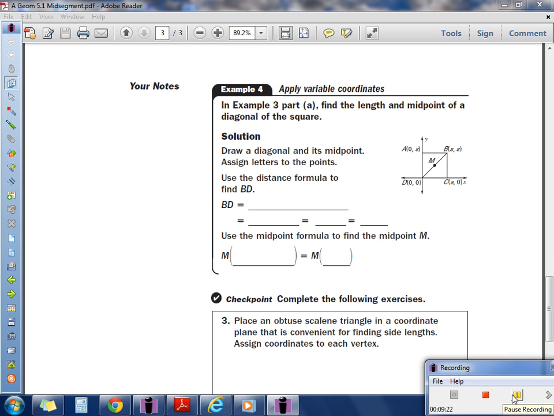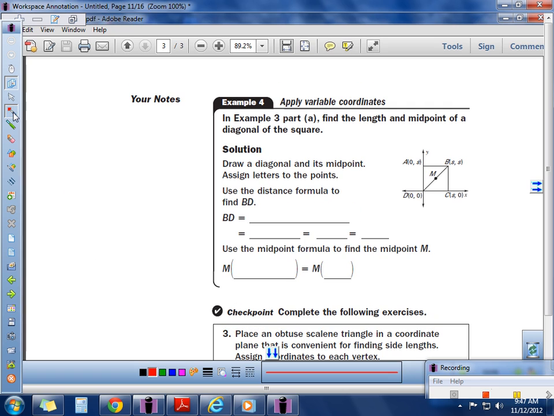Example 4 says, in example 3, part A, find the length and midpoint of the diagonal of the square. So here's our shape. It's graphed. We want to find the midpoint of a square. The good thing is, if I found this midpoint or the midpoint this way, it would come out to be the same because a property of squares says that the diagonals will be congruent. So we just pick one or the other. Since they told us to do that one, that's what we'll do.